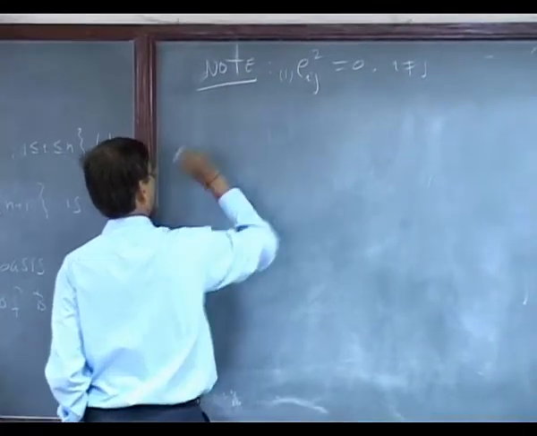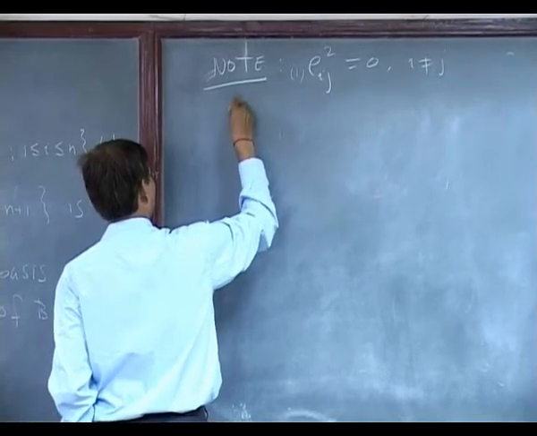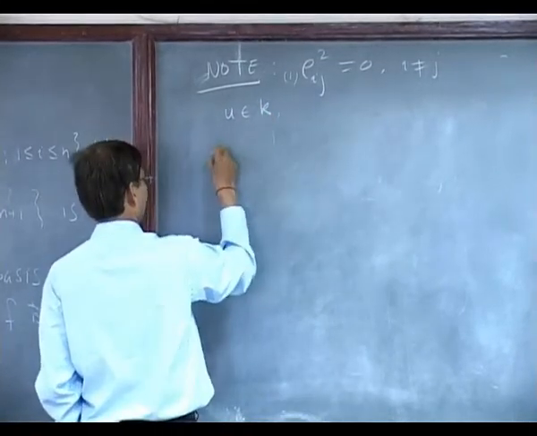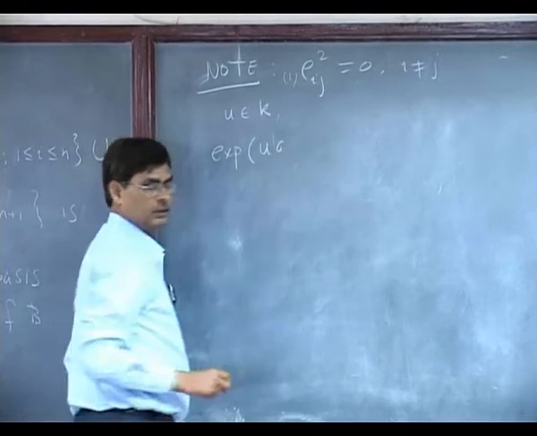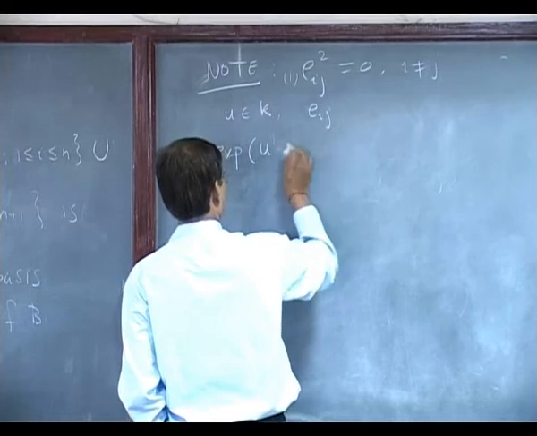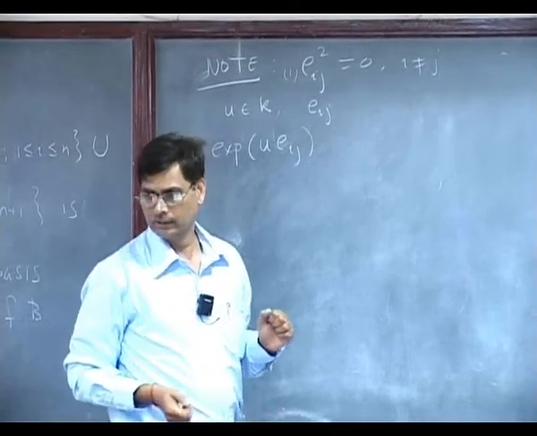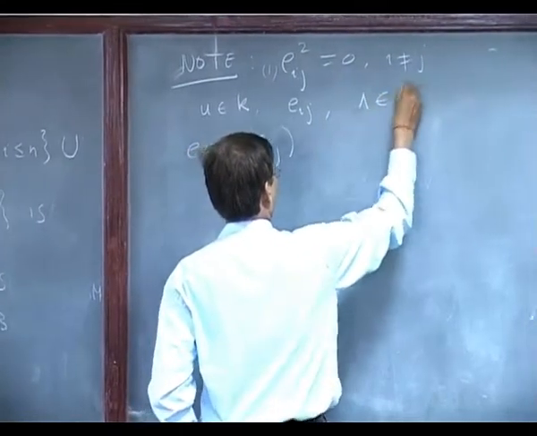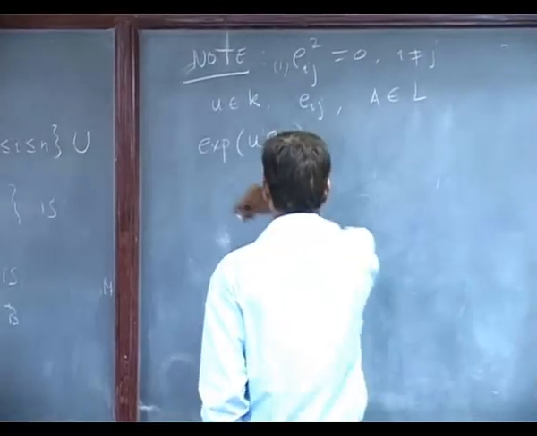And the second thing is, if I take any element T, or use any element u of the field K, then the exponential of u e_ij, because e_ij is nilpotent, and take any matrix A inside L, then it is exactly going to do the following.